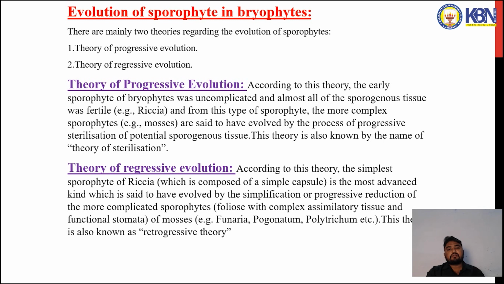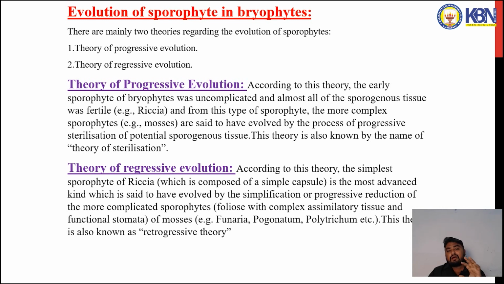Next one, evolution of the sporophyte in bryophytes, right. There are mainly two theories regarding the evolution of sporophytes: the theory of progressive evolution and the theory of regressive evolution. Right? According to the theory of progression, the early sporophyte of bryophytes was uncomplicated and almost all of the sporogenous tissue was fertile.